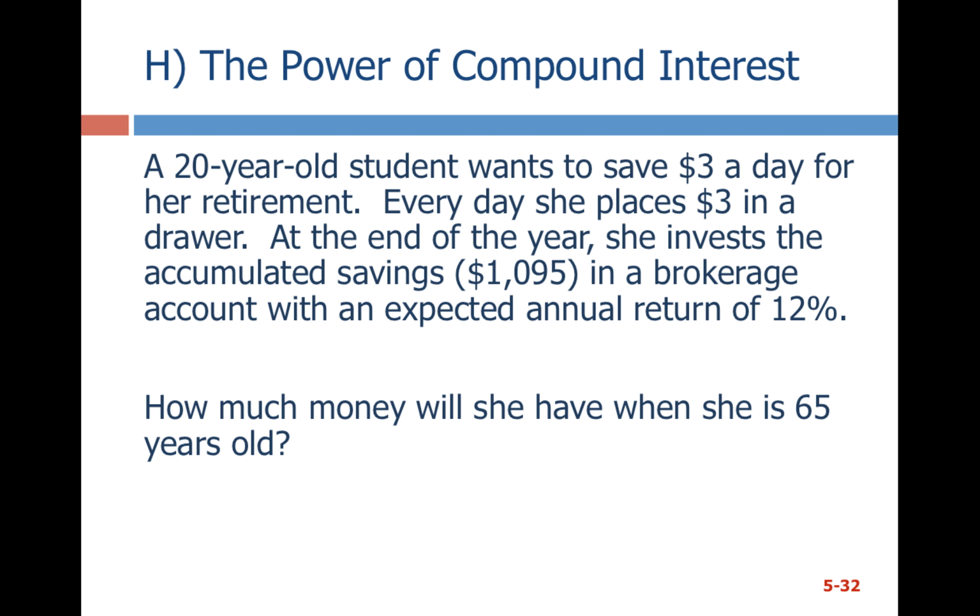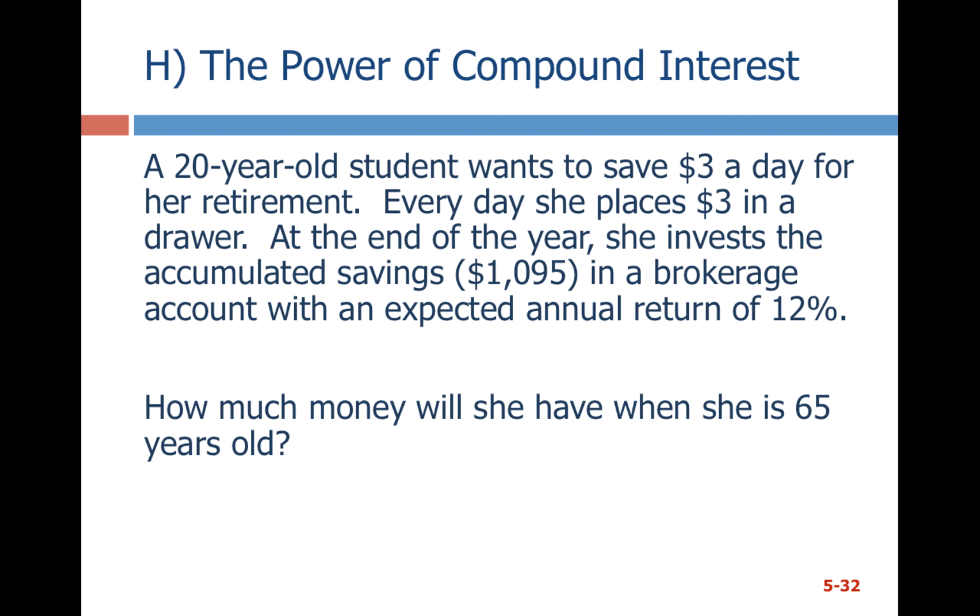Let's say a 20-year-old student wants to save $3 a day for her retirement. Every day she places $3 in a drawer. At the end of each year, she invests that accumulated savings, which would be $3 times 365, giving you $1,095, in a brokerage account with an expected annual return of 12%. So again, she's 20 years old. She invests $3 a day, but it accumulates to $1,095 a year. And she's investing it annually in a brokerage account with an annual return of 12%. If she keeps saving in this manner, how much will she have when she's 65?